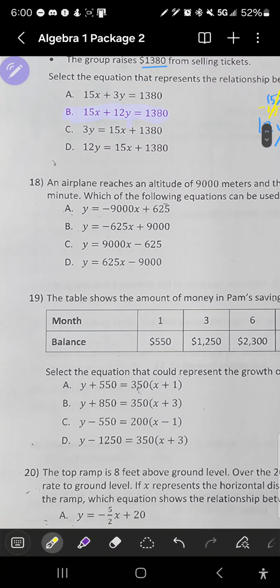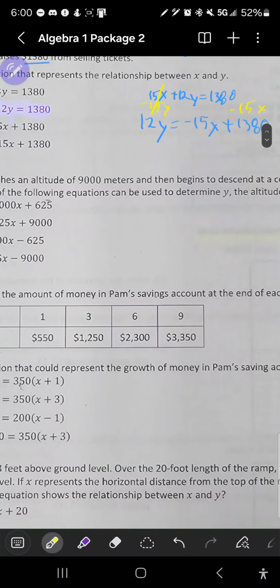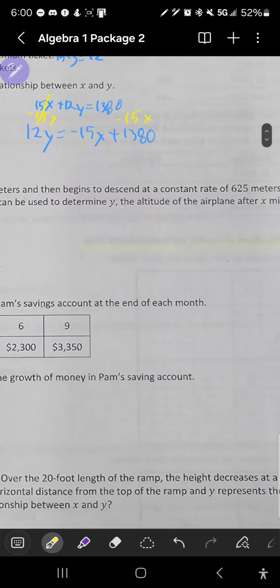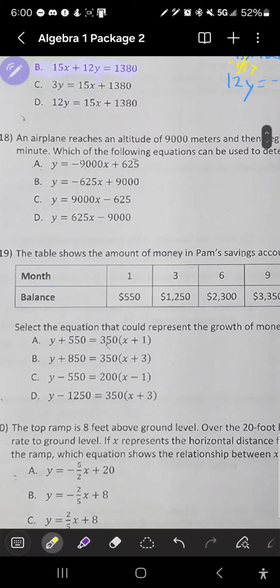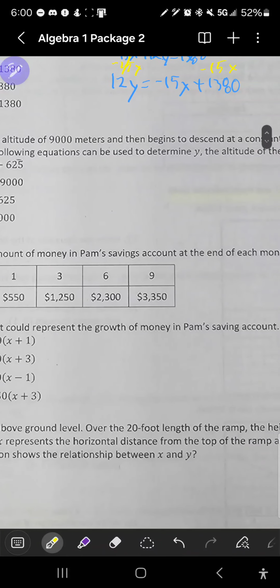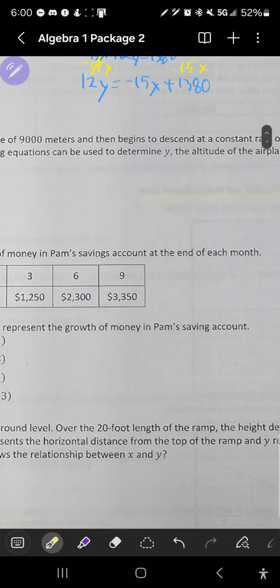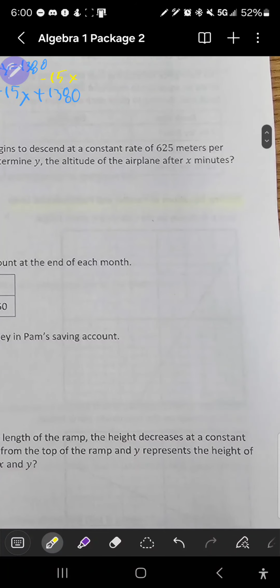Now 18. An airplane reaches an altitude of 9,000 meters and then begins to descend at a constant rate of 625 meters per minute. Which of the following equations can be used to determine y, the altitude of the airplane after x minutes?